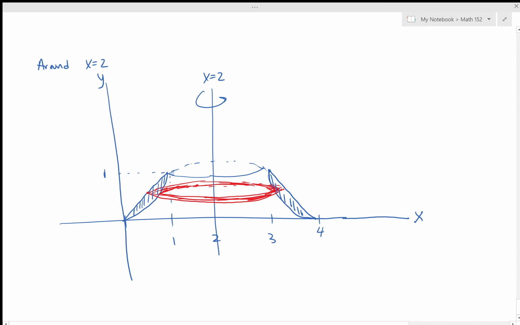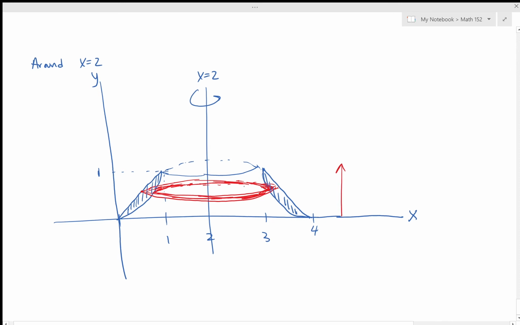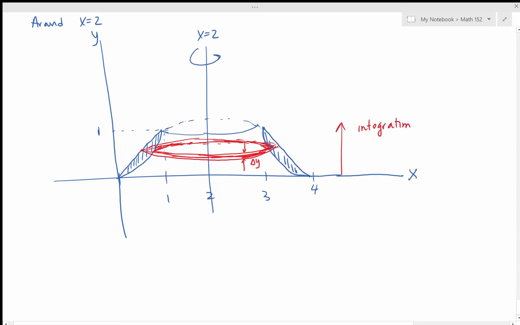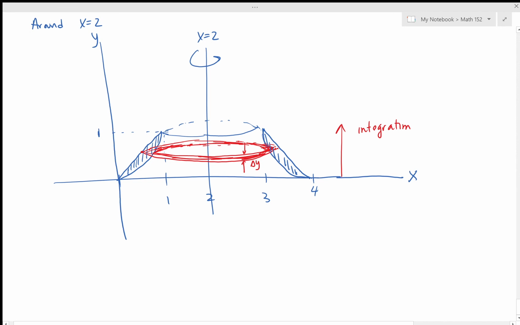Which way are we going to have to integrate? Our washers are piled up vertically. We are going to have to integrate dy. Okay, so we're going to be integrating this way. Our washers are piled up this way, and our little width of the washer there, that's a delta y. It's in the y direction. So this is our direction of integration. Okay. So now we have to identify what that cross-sectional area is, and then we're good to go.